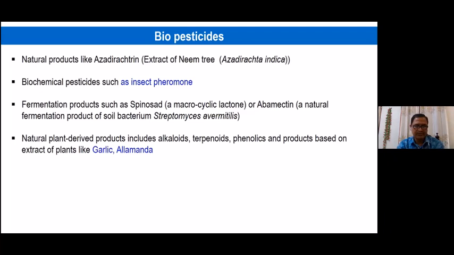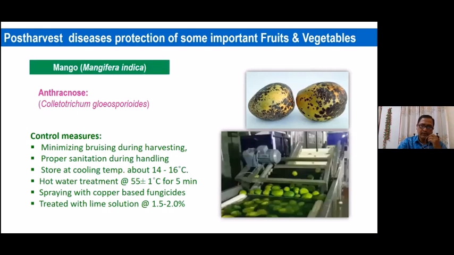Fermentation products such as spinosad and abamectin. This is from research findings. I got these points that can be useful for controlling insect pests in the store. These are natural plant-derived products like terpenoids as well as some extracts from plants like garlic and cardamom that can be used for controlling the insects in the store. So now I'd like to go to some fruits and vegetables.